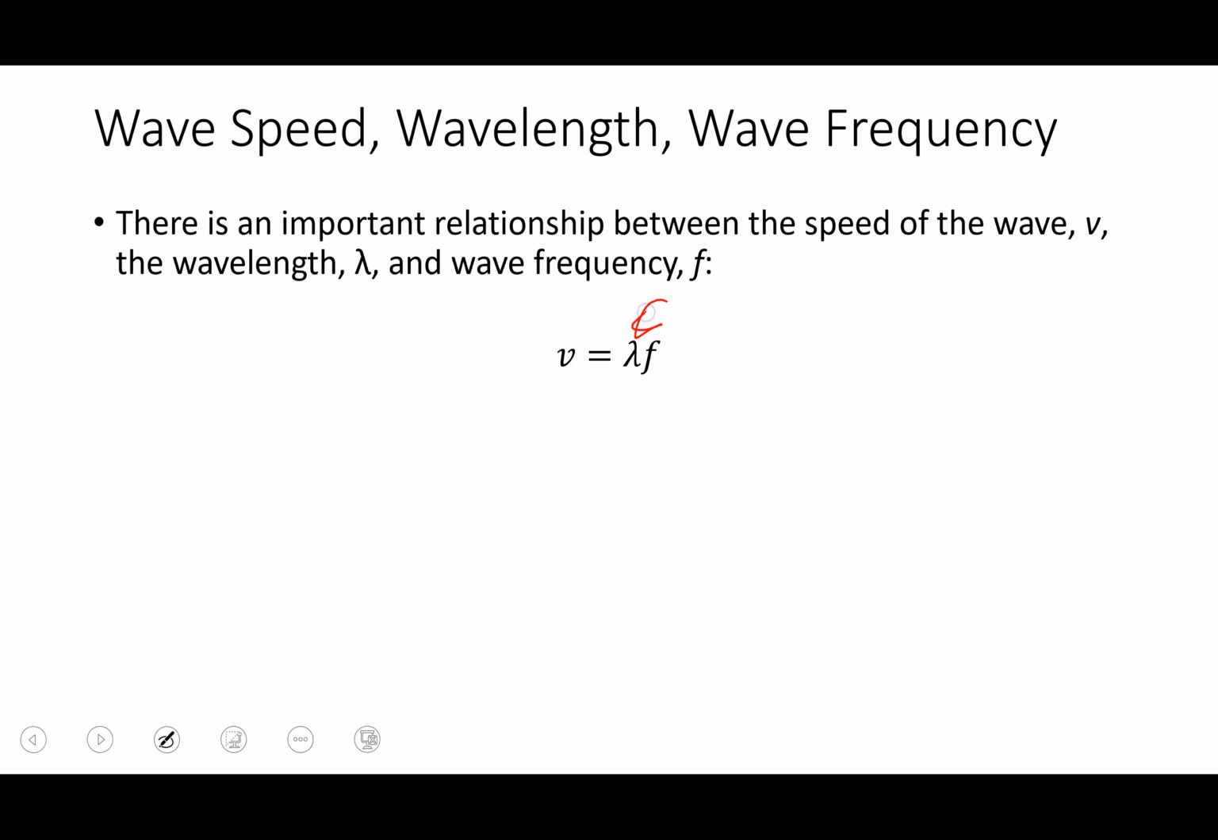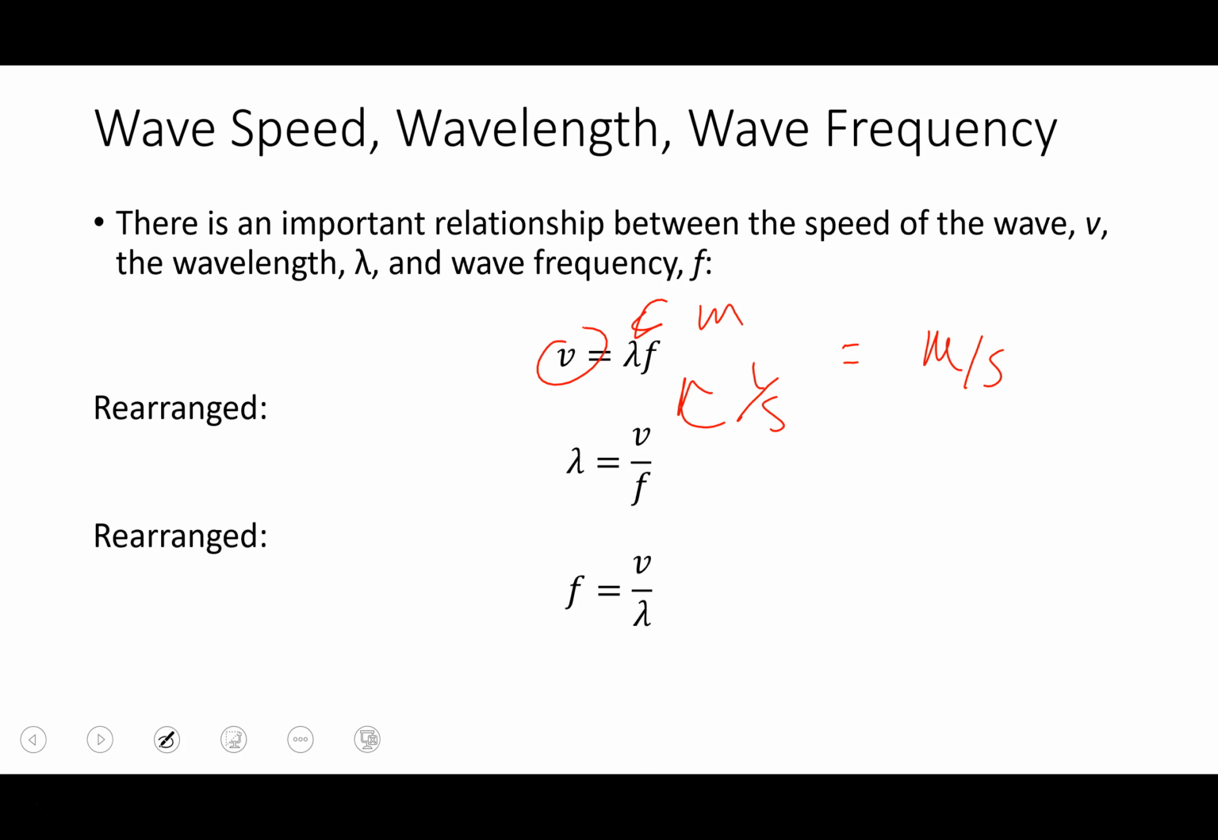And if wavelength is in meters and frequency is in per second, notice that meters times per second gives you units of meters per second, which is a great velocity unit. We can rearrange this. If we divide both sides by frequency, we get wavelength is equal to velocity over frequency. And if we divide both sides by wavelength, we get frequency is equal to velocity divided by wavelength. So these all mean the same thing, but I'm pretty sure on your test I'm only going to give you that one.